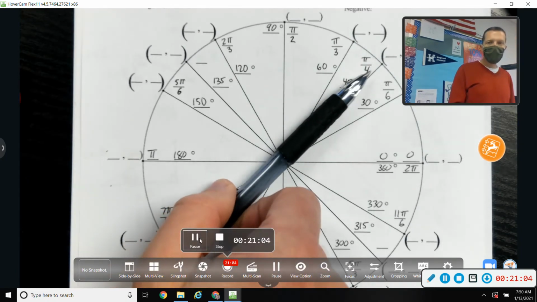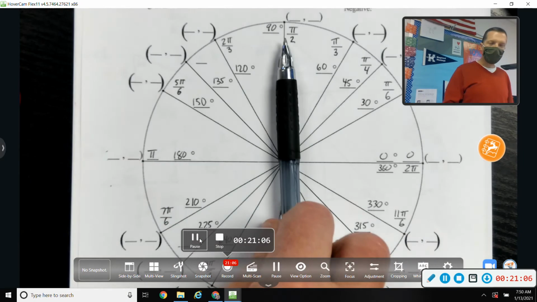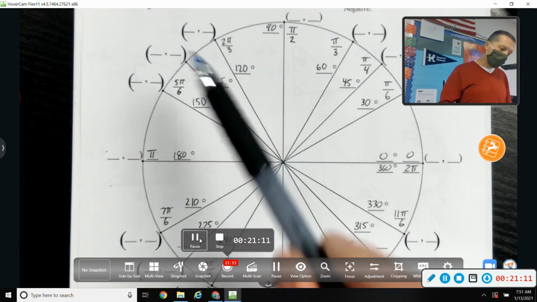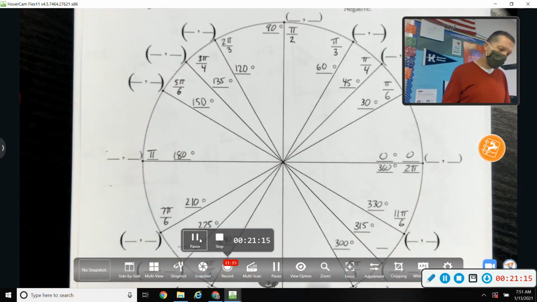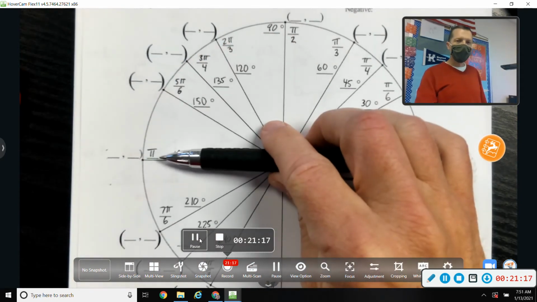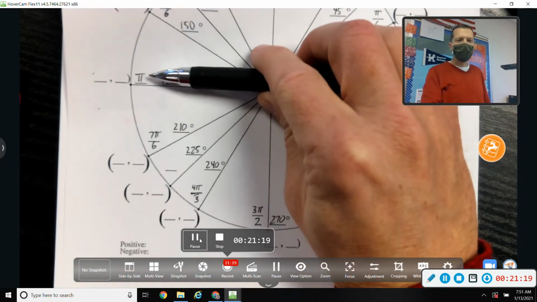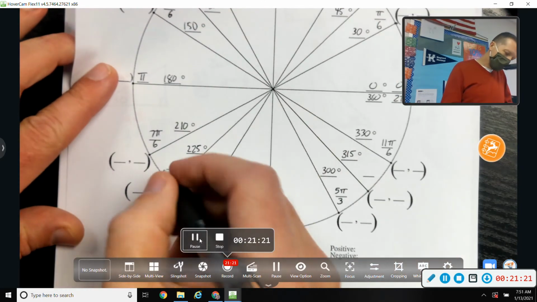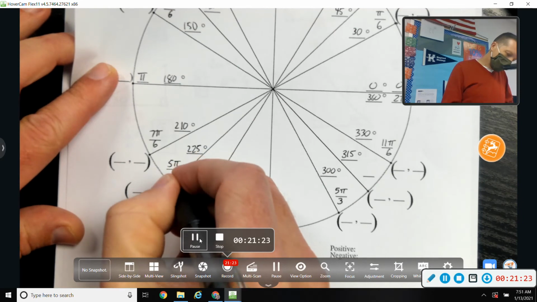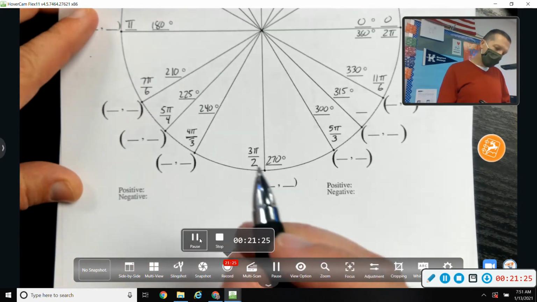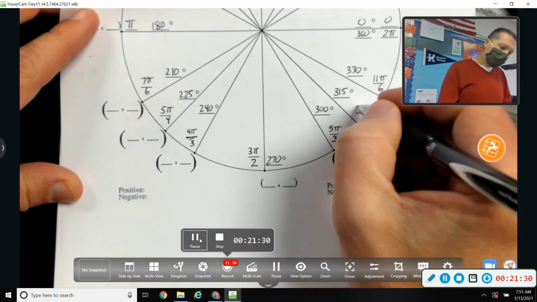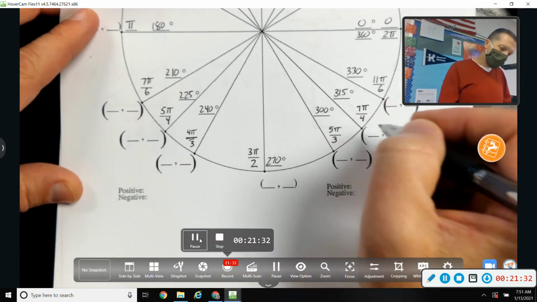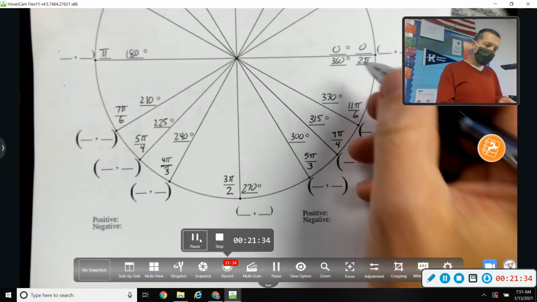So pi over 4. 2 pi over 4. Okay, that's right. 3 pi over 4. 4 pi over 4. Okay, yes. 5 pi over 4. 6 pi over 4, which is already there, that's fine. 7 pi over 4. 8 pi over 4 gets us back to 2 pi.